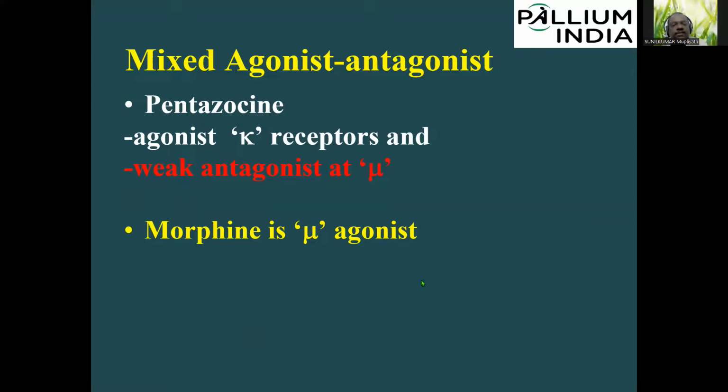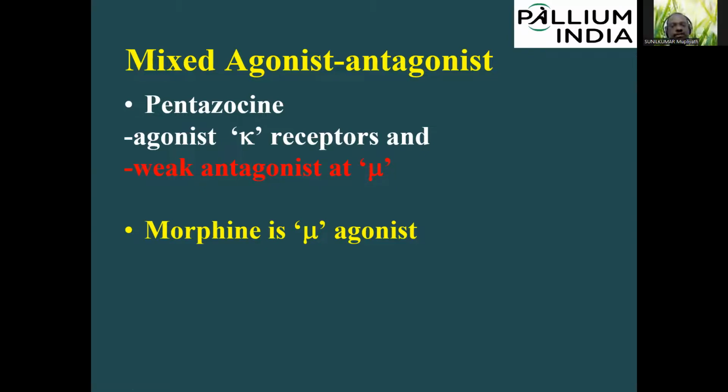So what will happen if you give pentazocine to a patient who is already on morphine? You can see the mu will be displaced by the pentazocine. So what would be the action on mu? It would now be an antagonistic action, and the pain relief would be only due to the action of pentazocine on kappa receptors. And the opioids which act on mu are the potent opioids.